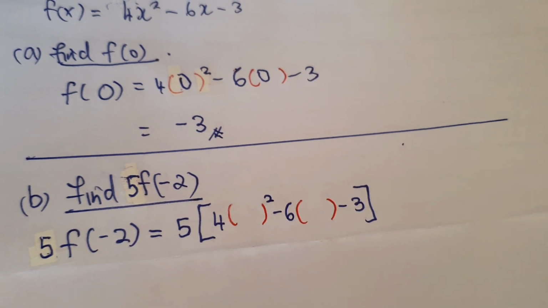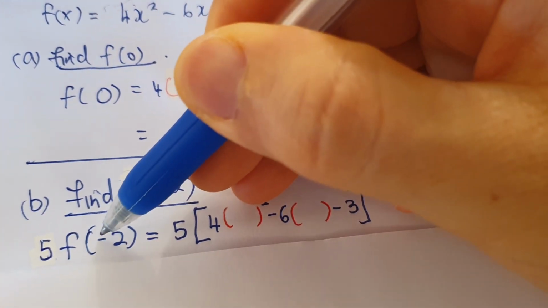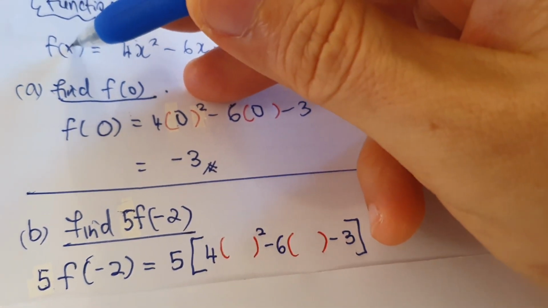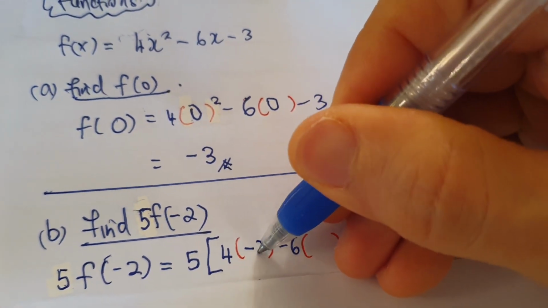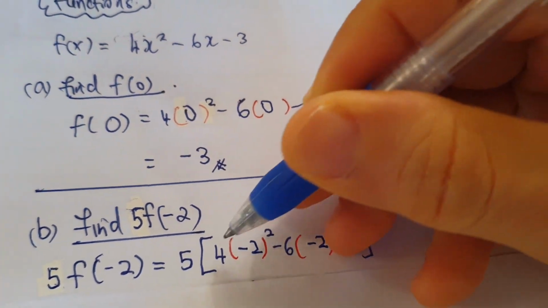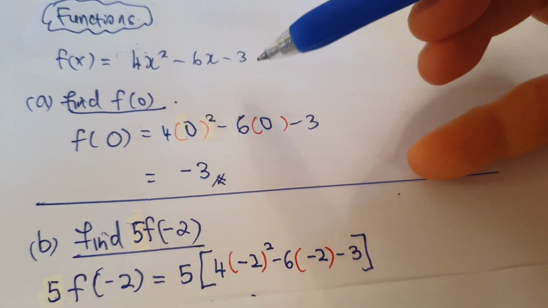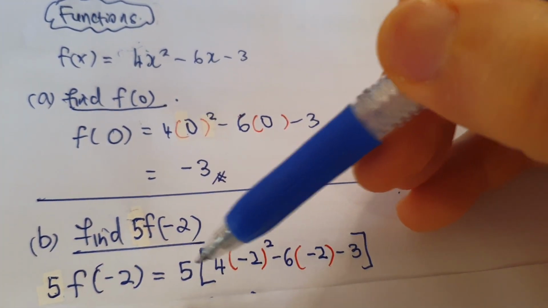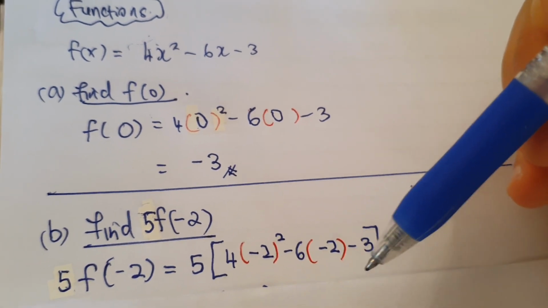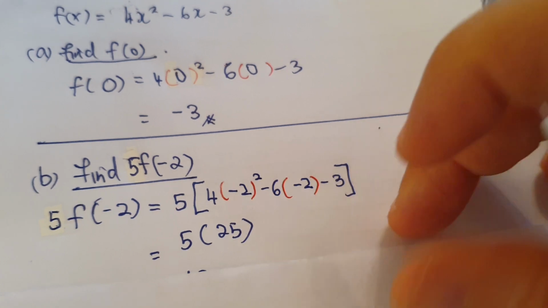And this is the important part. You can see that the x has been replaced by −2, so you have to replace this with −2. That's it. Everything else remains the same. So it's as if there is this thing here inside this square bracket, then you times the 5 to the whole thing. Please do not use mental calculation. Use the calculator and you will be able to get this answer.